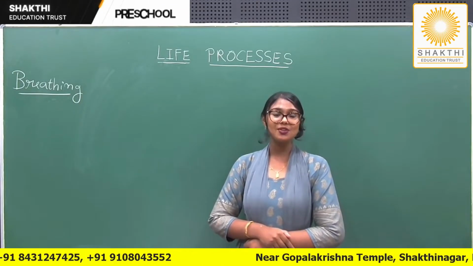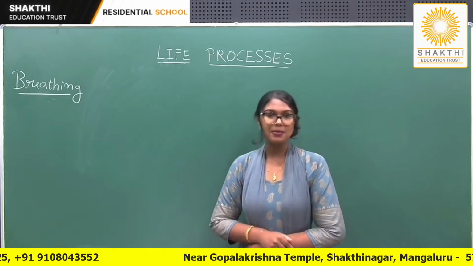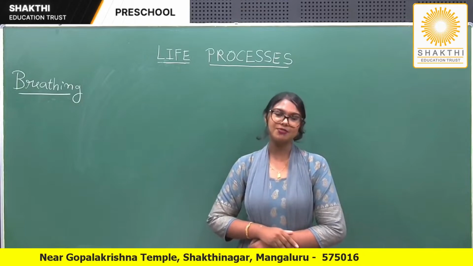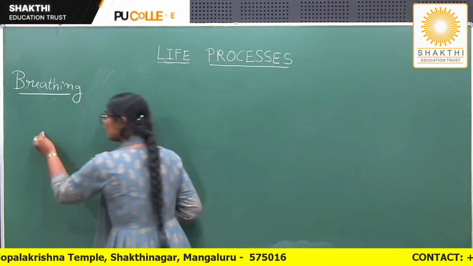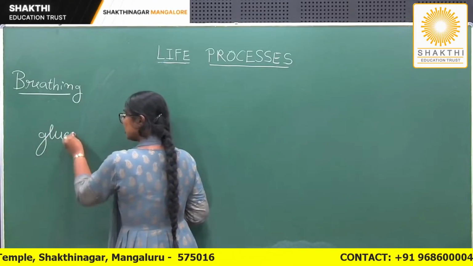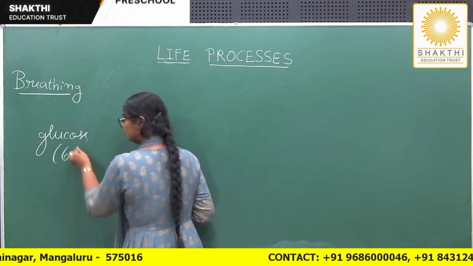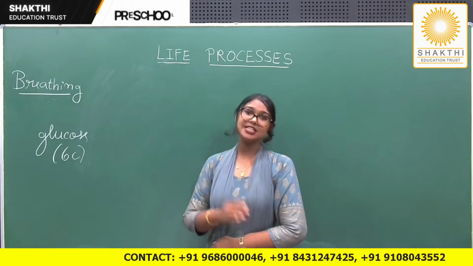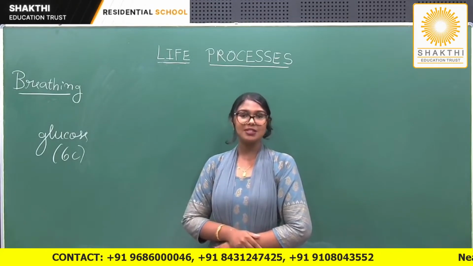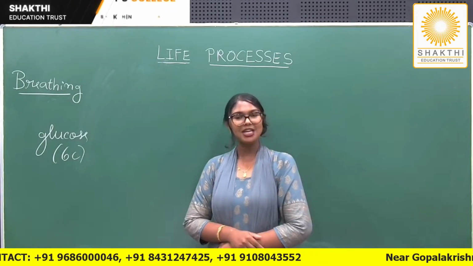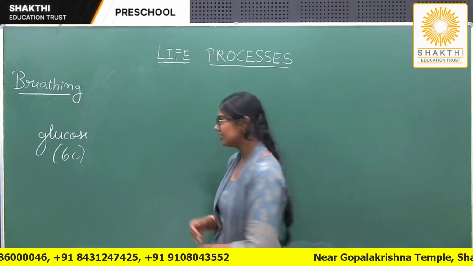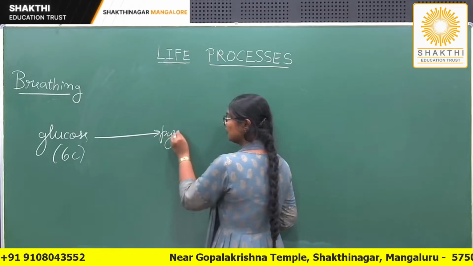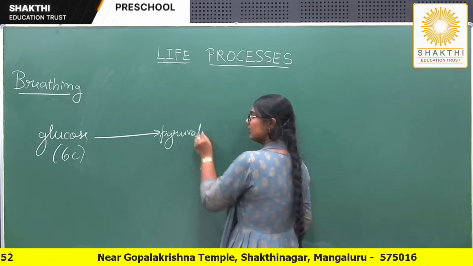Now the glucose is a 6-carbon compound, C6H12O6. That is the formula of glucose. So we write down glucose, which is a 6-carbon compound. Now this 6-carbon compound gets converted into another molecule which is called as pyruvate. The pyruvate has only 3 carbon in it. The glucose is converted into pyruvate, which is a 3-carbon compound.